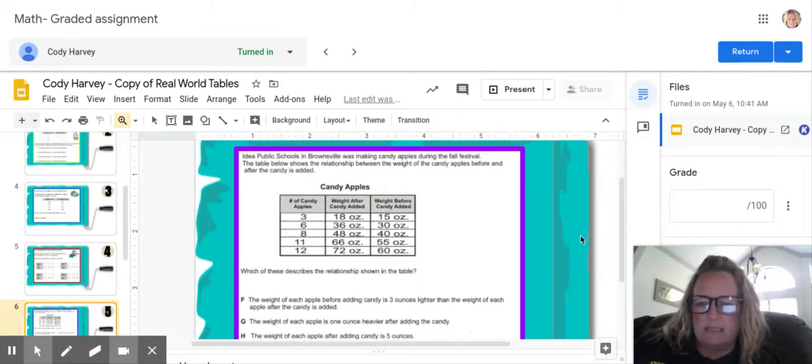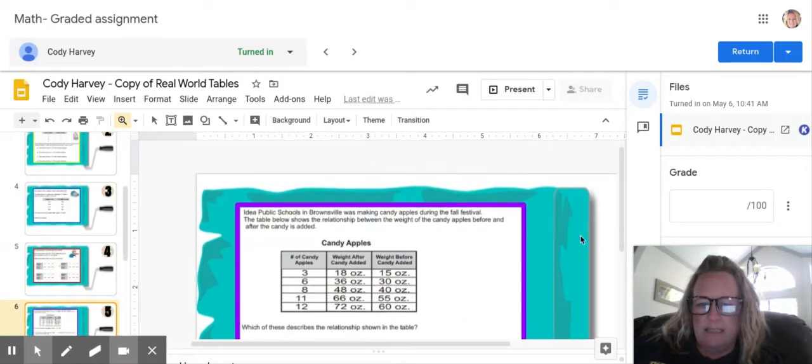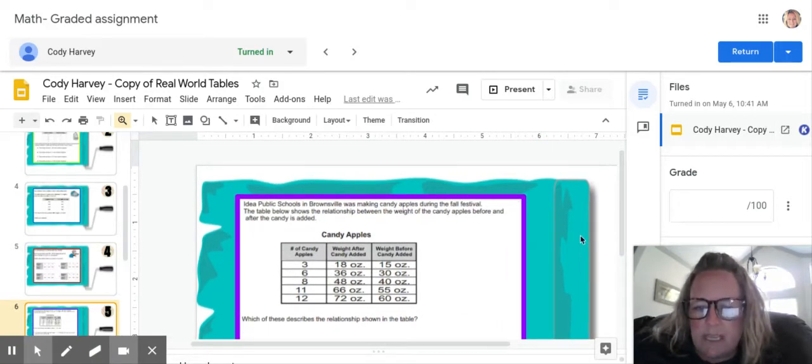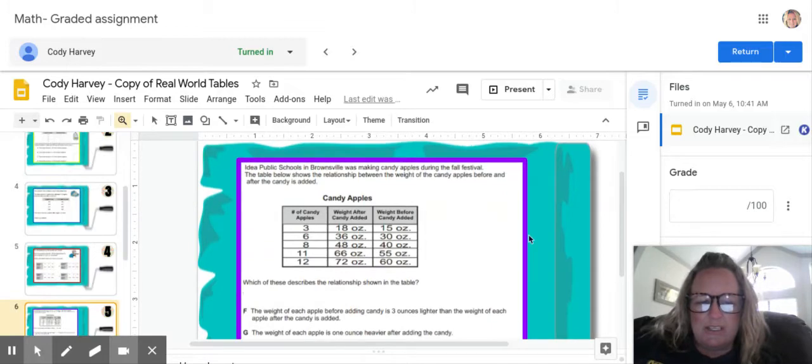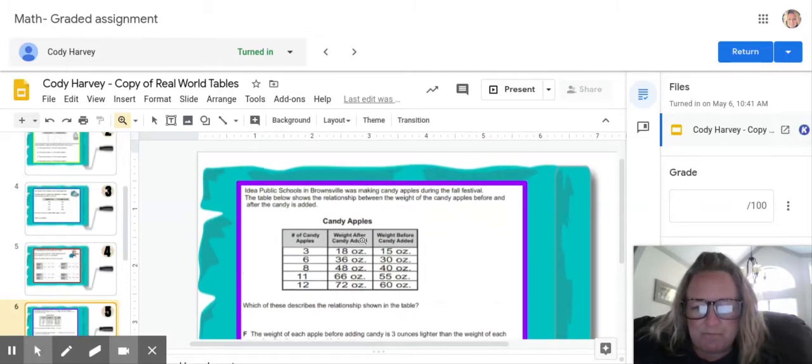It is slide 6, and it says, Idea Public Schools in Brownsville was making candy apples during the fall festival. The table below shows the relationship between the weight of the candy apples before and after the candy is added. So my question is, which of these describes the relationship shown in the table? So you have to figure out the relationship between the weight of the apples before and after they added the candy. So this one right here is the number of apples.